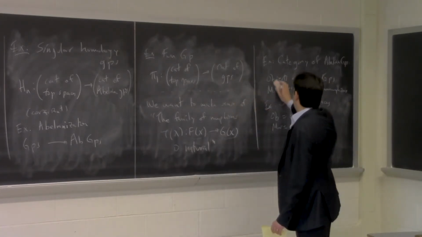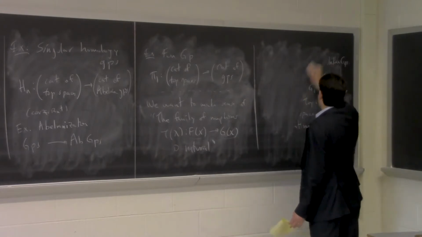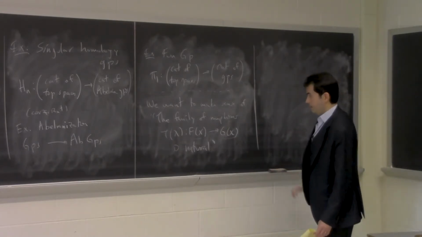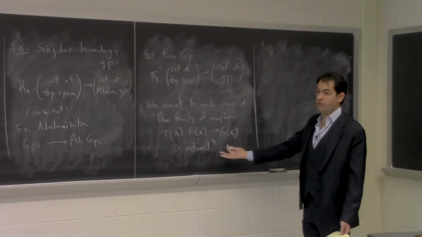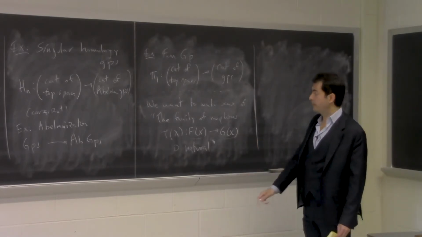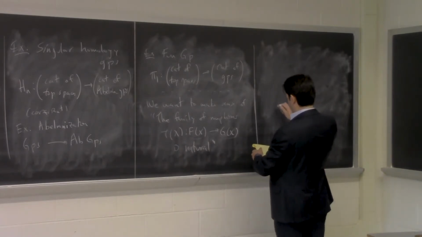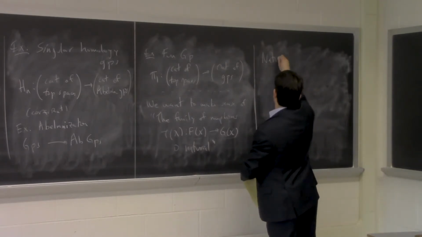So that's what Eilenberg and MacLane wanted to make sense of, or wanted to define. What does it mean to say that you have a natural construction? They define natural transformations between functors.